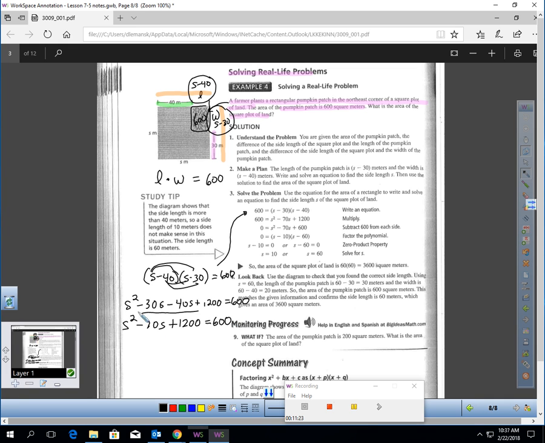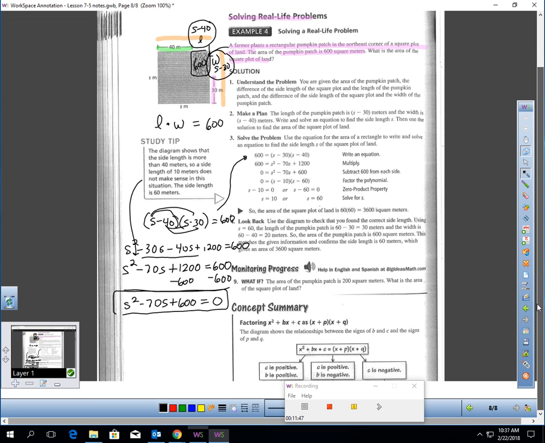Now to solve this, it's a second degree. I got to factor this. So let's get everything on one side, 0 on the other. And I have S squared minus 70S plus 600 equals 0. Now, this is a trinomial with a lead coefficient of 1, which means I can use my 3 rules now. So all I got to think about is what times what is 600 and adds up to negative 70. That's pretty easy because it's got to be negatives.